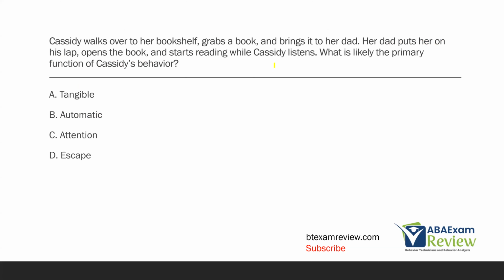Cassidy walks over to her bookshelf, grabs a book, and brings it to her dad. Her dad puts her on his lap, opens the book, and starts reading while Cassidy listens. What is likely the primary function of Cassidy's behavior?